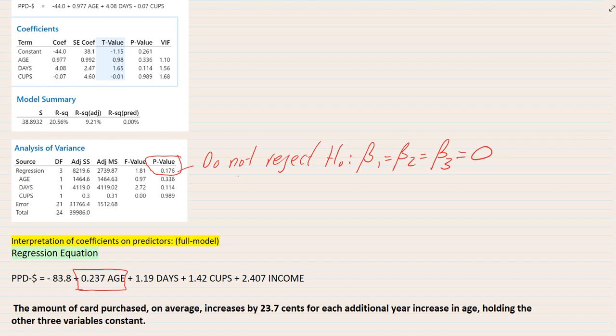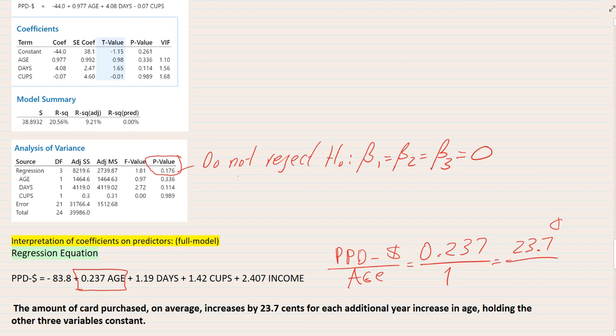What that means is the change in prepaid dollars over age. Okay, I'm going to write 0.237 as 0.237 over 1, which means 23.7 cents per 1 year, right? So that means for each additional year in age of the purchaser, you expect the purchase amount to go up by almost 24 cents. Okay, and that's what that is.